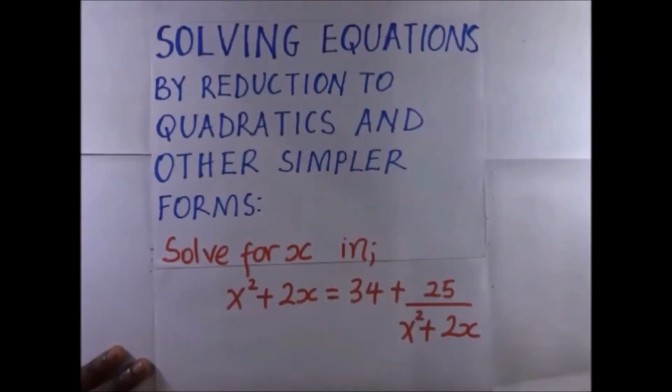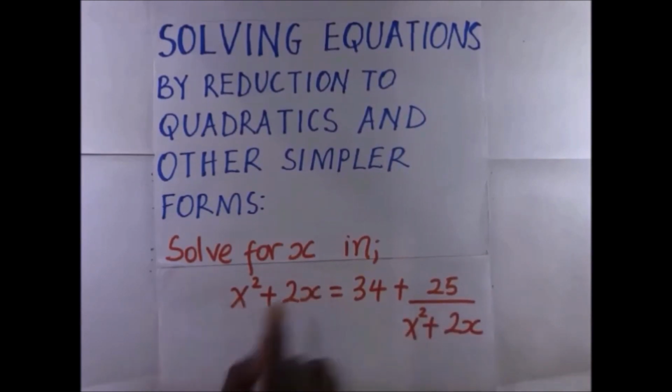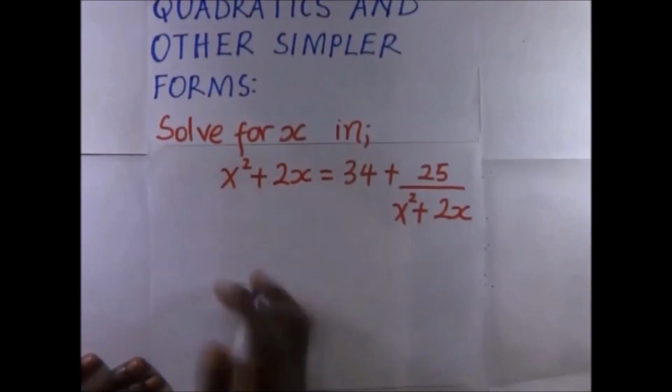So, solving equations by reduction to quadratics and other simpler forms. For example, let's solve this equation: x squared plus 2x is equal to this. Find the value of x. Our first step here is that we are going to identify where the quadratic expression is. We are having a quadratic expression there, x squared plus 2x. If we formulate this into one letter, then this will become very simple to handle. So let's call it m.